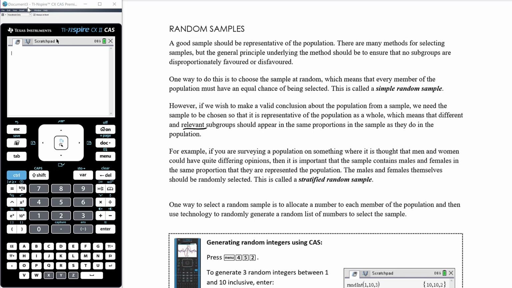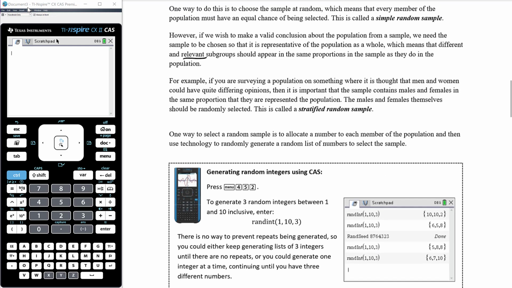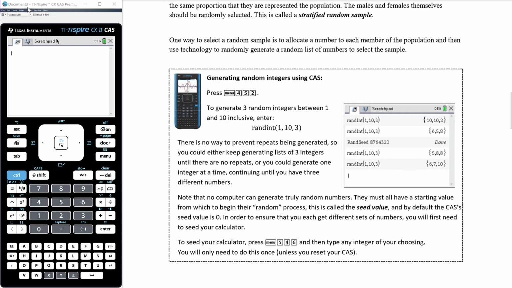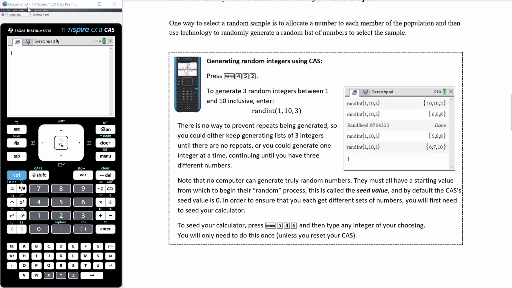Okay, so one way to select a random sample is to allocate a number to each member of the population and then use technology to randomly generate a list of numbers to select the sample. So let's just have a quick look at how we can use our CAS to generate random integers. So an integer being a whole number, obviously.